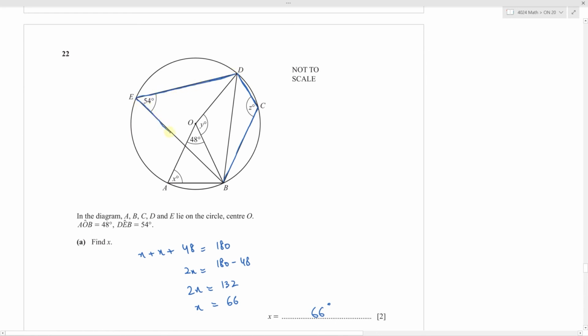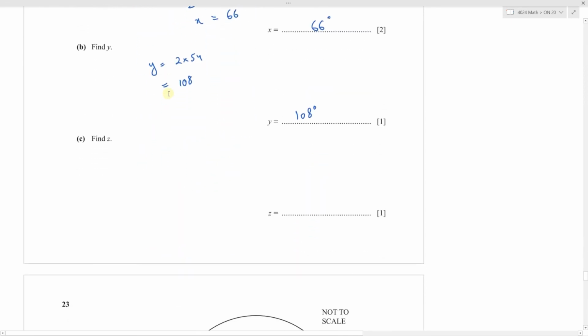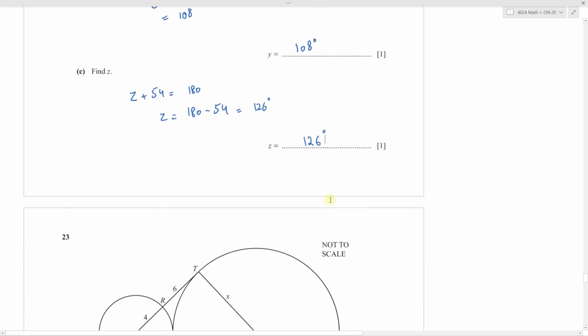this is a cyclic quadrilateral because all four vertices of this quadrilateral are on the circumference of the circle. And we know that the opposite angles of a cyclic quadrilateral sum up to 180 degrees. So z plus 54 will equal 180 degrees. So z will be 180 minus 54, which is 126 degrees. So your z angle is 126 degrees.